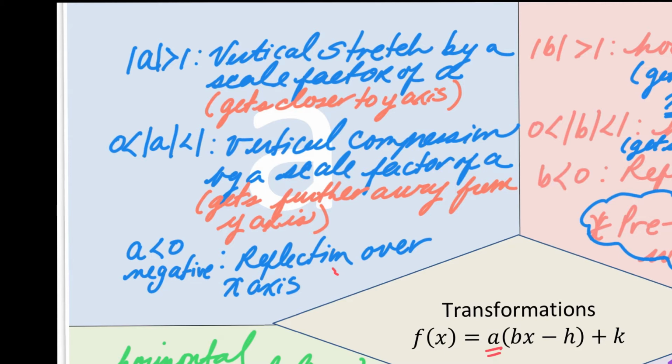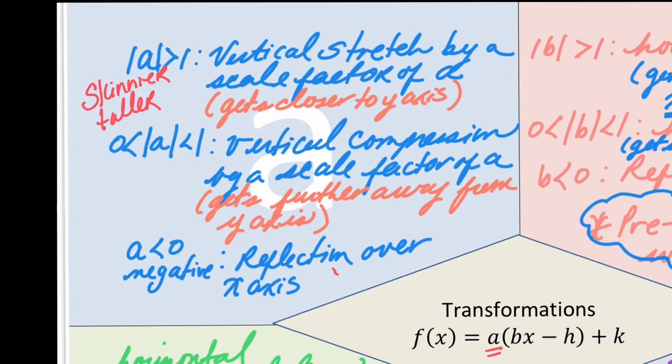If the absolute value of a is greater than 1, it is going to do a vertical stretch by a scale factor of that a value. It's going to get closer to the y-axis, and a lot of times people say in this case that it gets skinnier, especially if you're looking at a quadratic or a cubic function. It makes it go closer to the y-axis. And if you're looking at a trig function like a sine or cosine, it makes the function taller. So it just really depends on what type of function we're talking about.